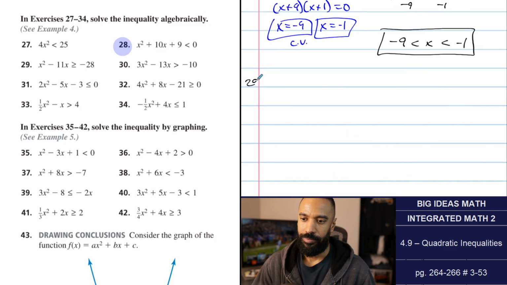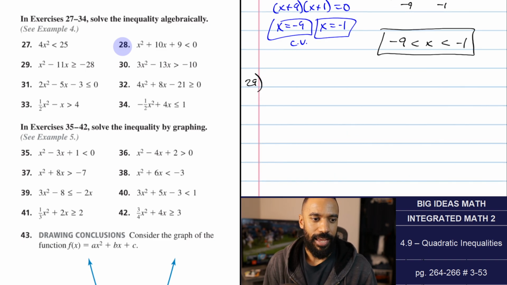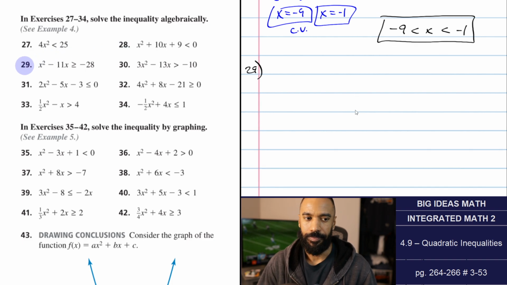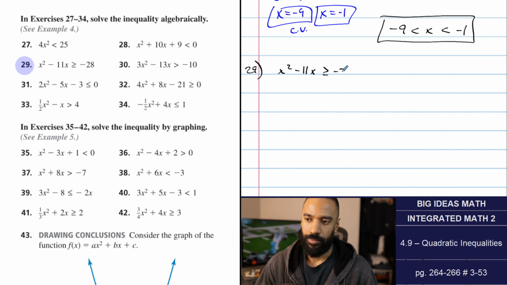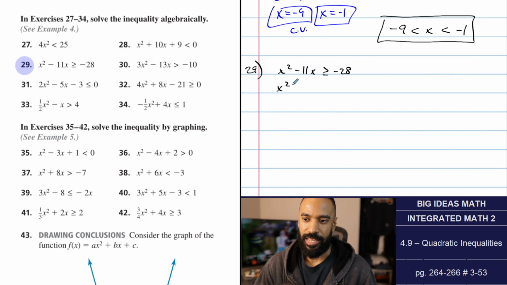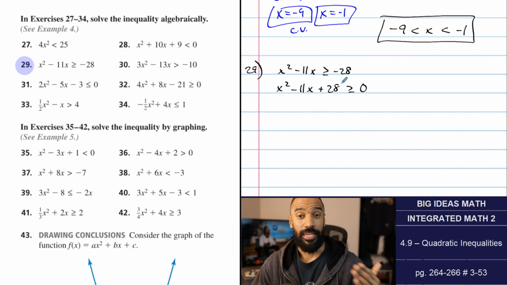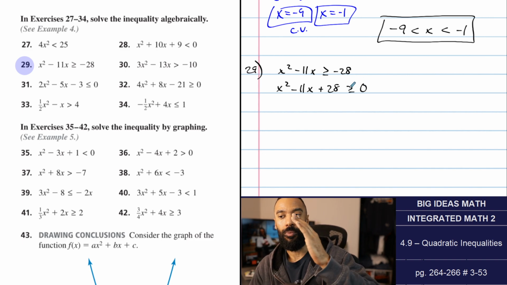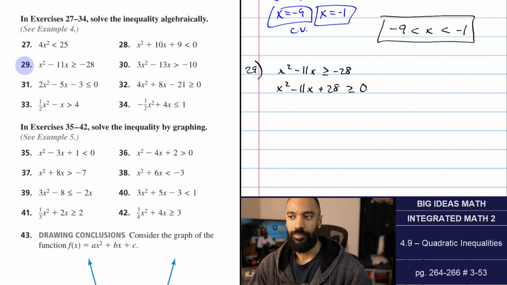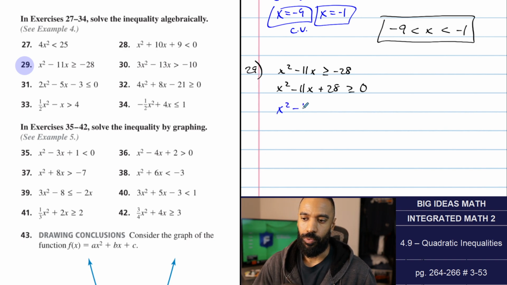Number 29. I have x squared minus 11x is greater than or equal to -28. Now, you do want to set it against 0 before you begin your factoring process. Before you even set it equal to 0, I should say. We're setting it against 0 before we turn it into an equal sign. Now I'm going to turn it into an equal sign for the factoring biz, or the solving biz.